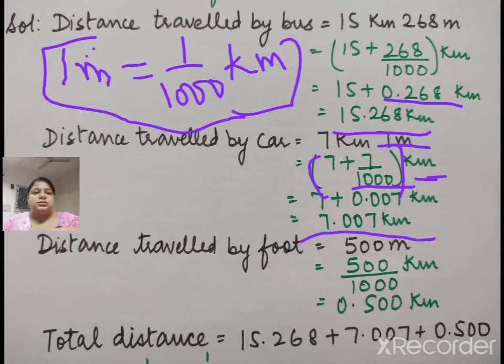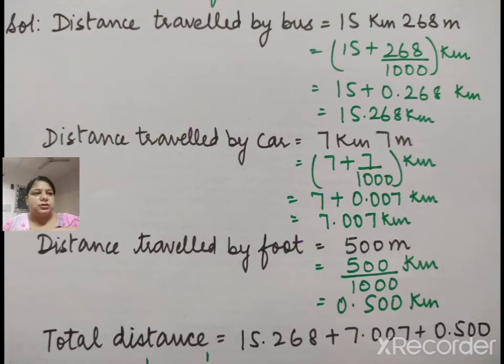Then next was the distance traveled by foot. There was no kilometers here, it was only 500 meters. So to convert it into kilometers, 500 upon 1000, again the same relation we have used here, so it will be 0.500 kilometers. And to find out the total distance, we have to add up all these three distances, right? So 15.268 plus 7.007 plus 0.500.